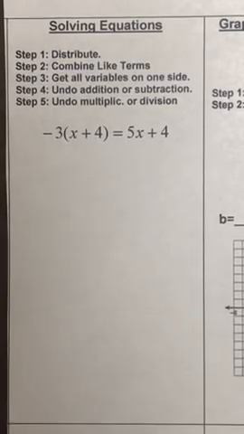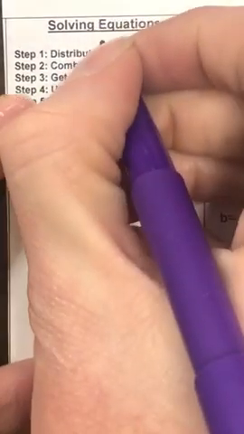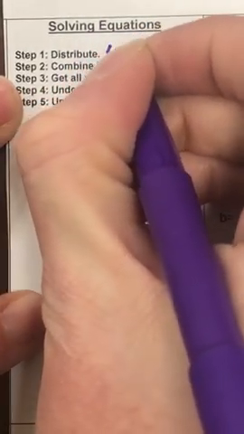Okay, this video is going to review how to solve an equation. There's more than one way you can do it, but here's one option, this 5-step process. The first thing you will do is distribute. And remember that distribute means to multiply.